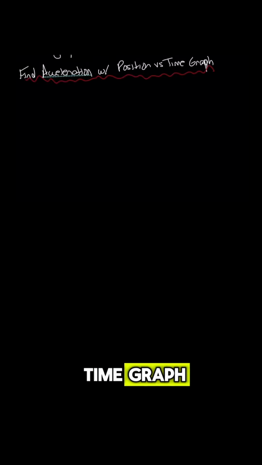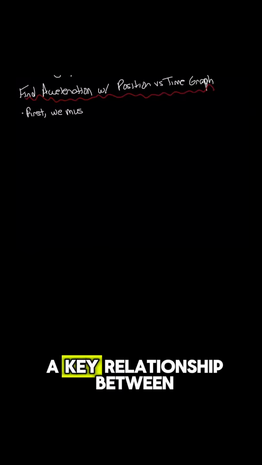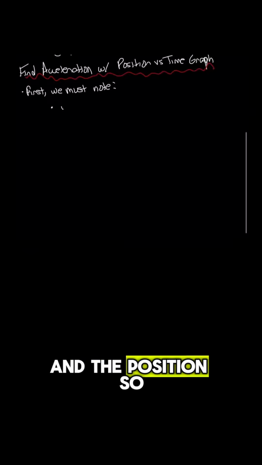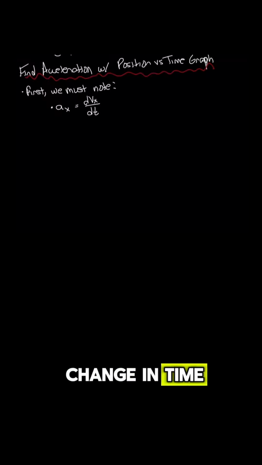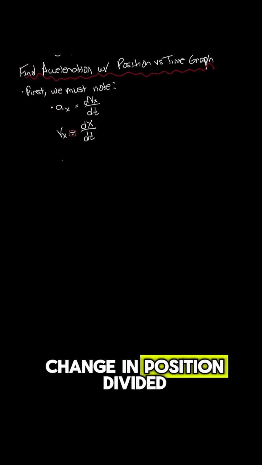So today we're going to learn how to find acceleration with a position versus time graph. First, we have to establish a key relationship between the acceleration and the position. So to begin with, acceleration is the change in velocity divided by change in time, and velocity is the change in position divided by change in time.